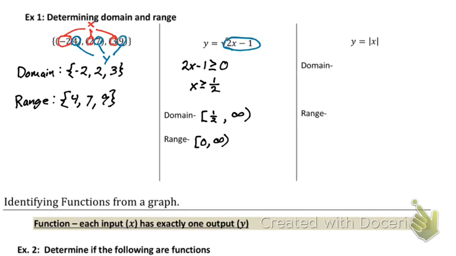I can't break it. So my domain, which are my inputs or my x values, must be -infinity to infinity, all real numbers, because they all work. I can plug whatever I want in, and it's going to work.